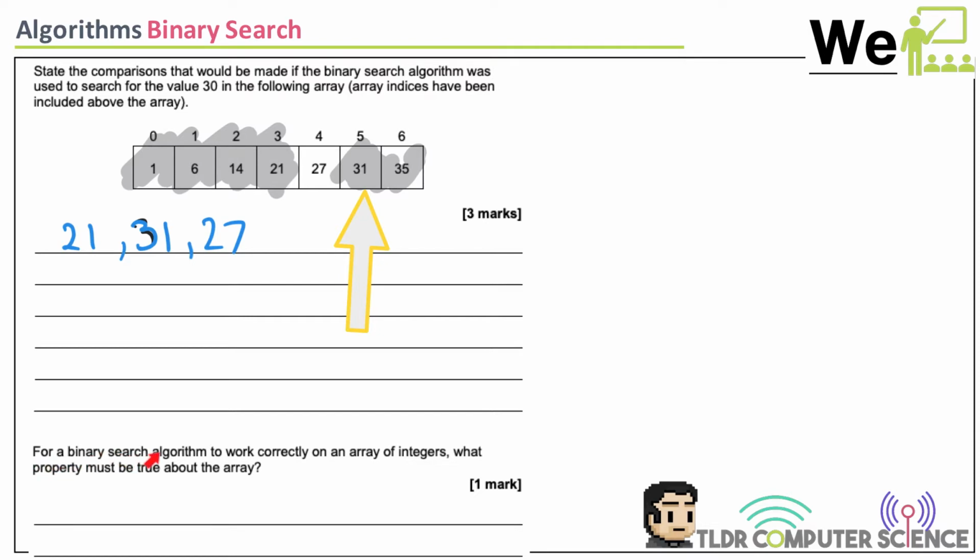For a binary search algorithm to work correctly on an array of integers, what property has to be true? Faraz? Must be in order. Must be in order. So for this one here, it must be ordered.